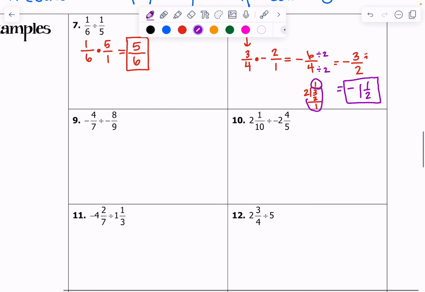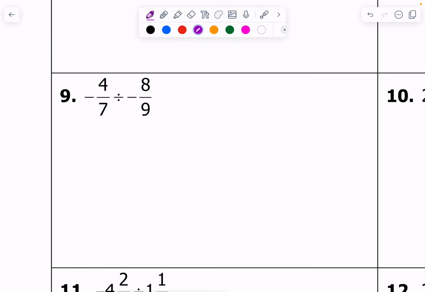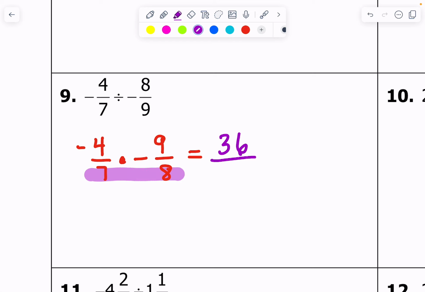So I'm going to skip down to number 9 and then number 10. Okay. So we are dividing. So we're going to write the first fraction and then multiply by the reciprocal. So we're going to flip that second fraction. What I want you to notice is that we have a negative times a negative. So our answer is going to be positive. Okay. 4 times 9 for our numerator is going to be 36. And then 7 times 8 for our denominator is going to be 56.